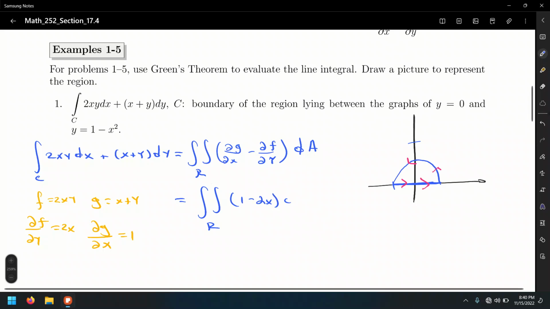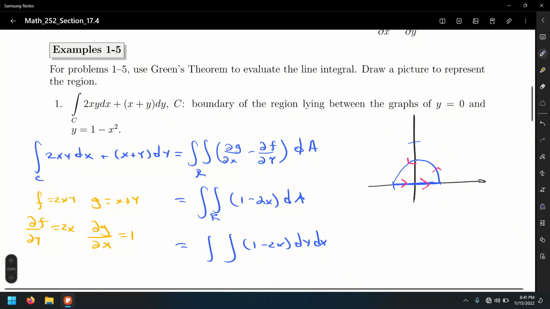And well, this dA, again, we set up the order dy dx or dx dy depending on whether this region is vertically simple or horizontally simple. And typically we go dy dx because, check this out, we're given functions of x, and in fact this region happens to be vertically simple, isn't it? So double integral, and that's going to be 1 minus 2x dy dx.